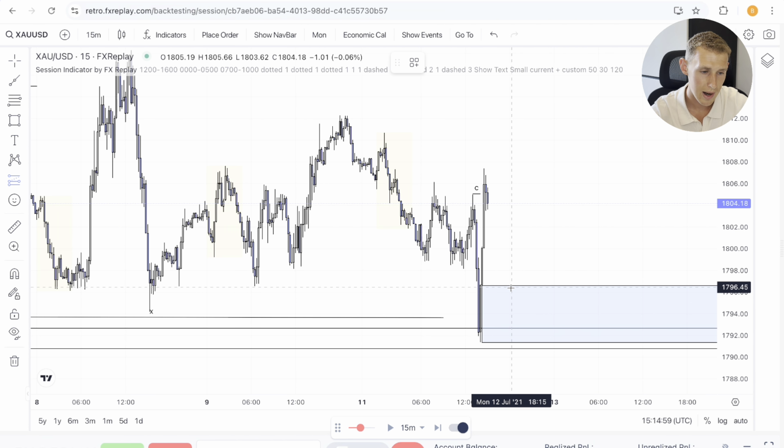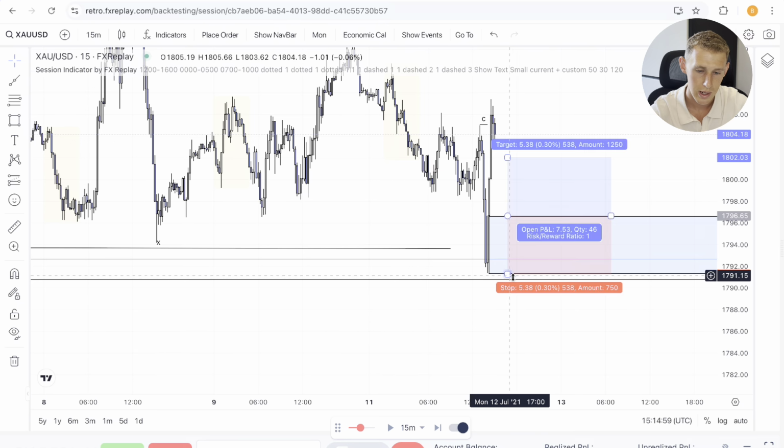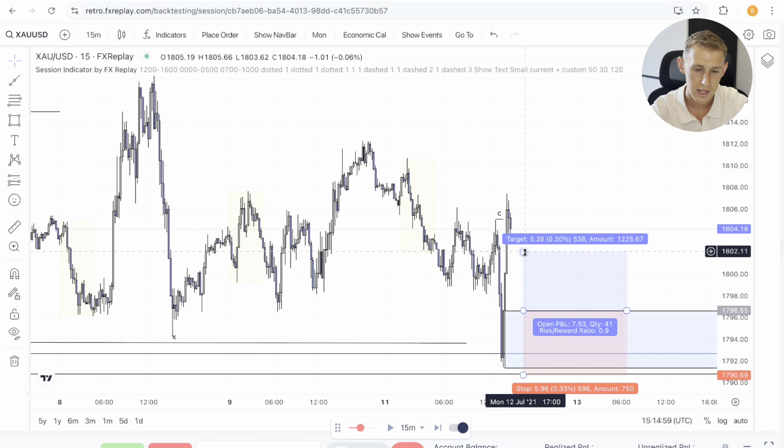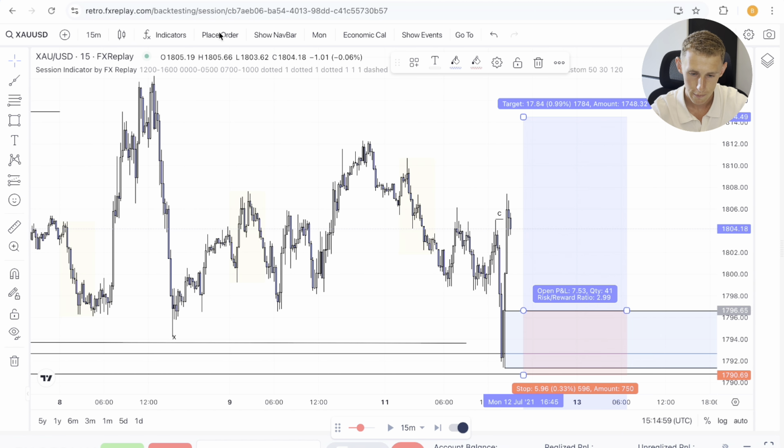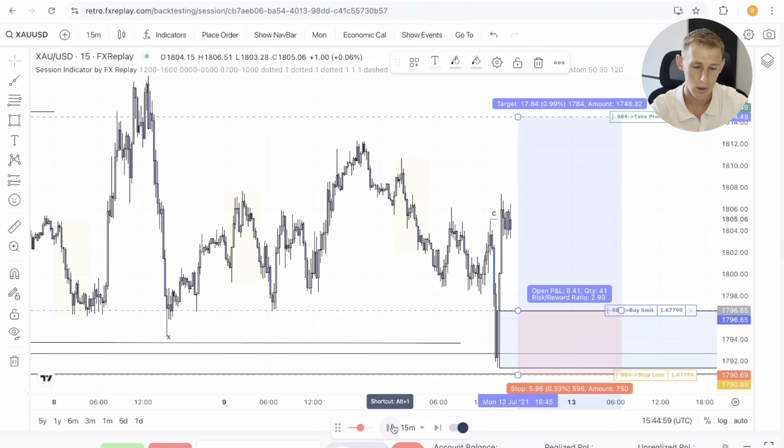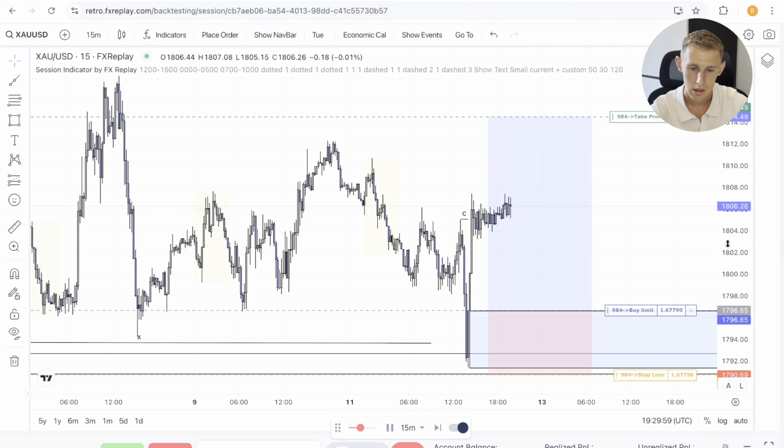Actually, yeah, maybe this whole area. I like this one because it swept that liquidity to the left. But yeah, this is kind of like the last point I would really want to buy from before we look at some more discounted areas. So let's have a look.